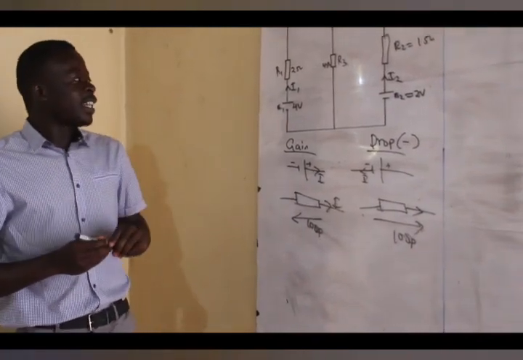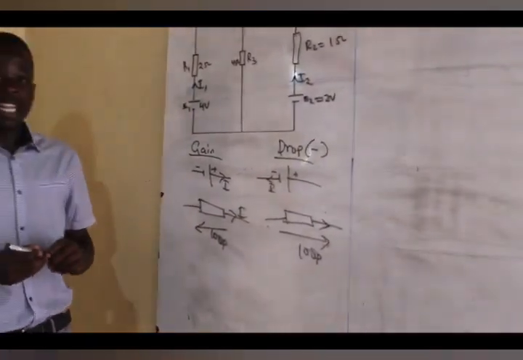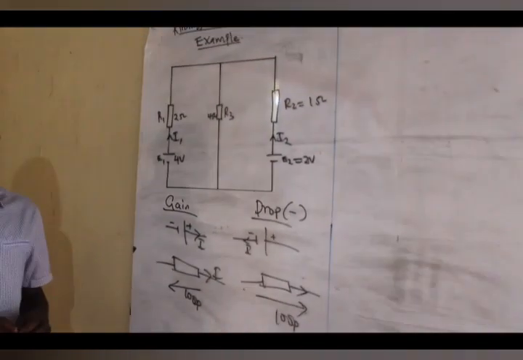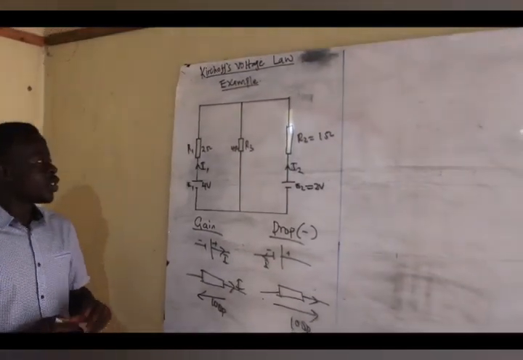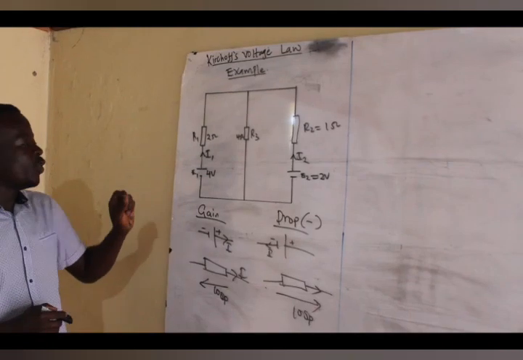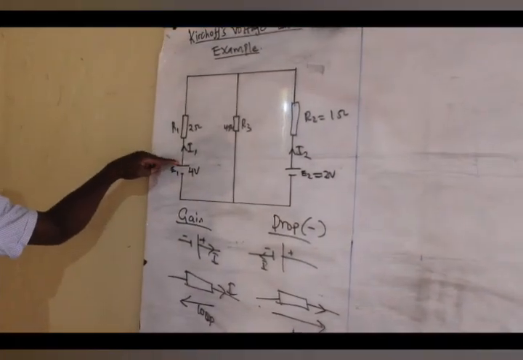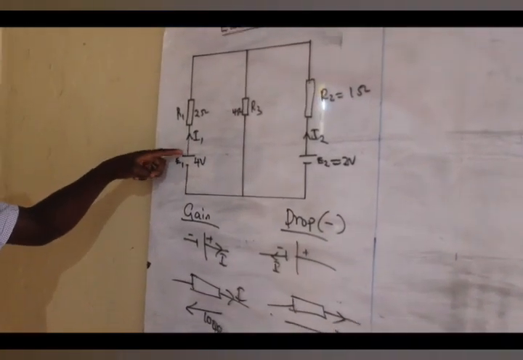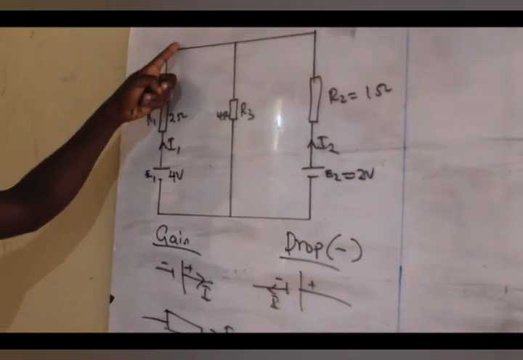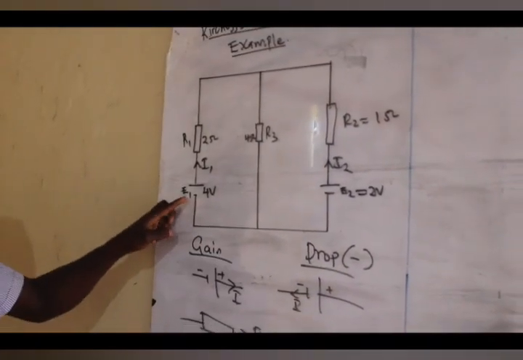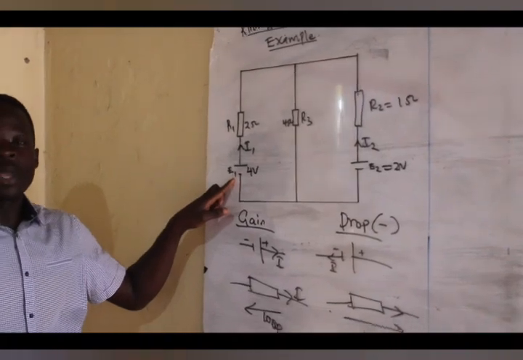Having known that, you come back to our circuit. You need to identify the loop. A loop means you begin at this particular point from E1, this is the positive side, and you move across the circuit back to where you started from. That one will be a complete loop.